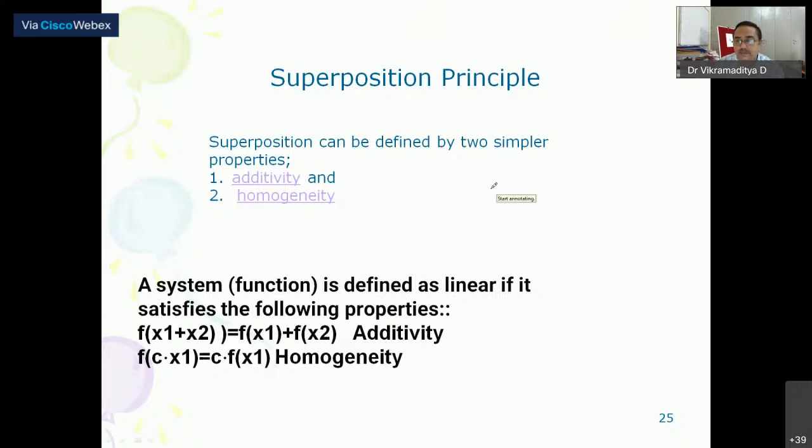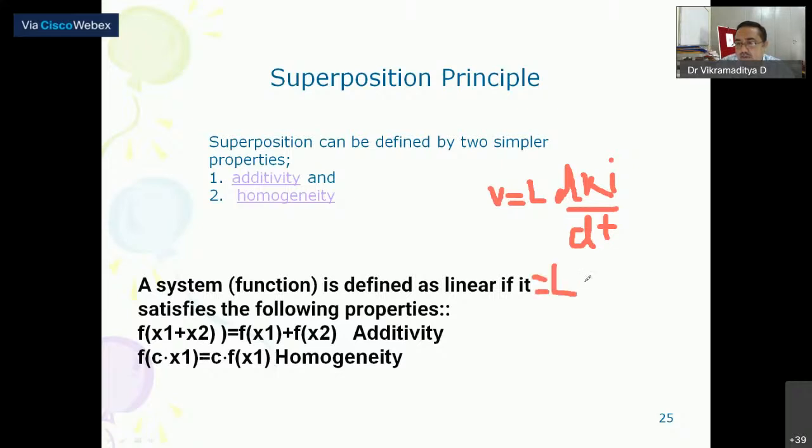So what you will get, V is equal to L dI by dt. It is very clear. Now you again know the principle of differentiation. You can take out this constant outside. So what you will get? Now you will get like this.